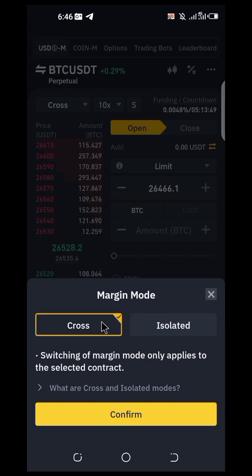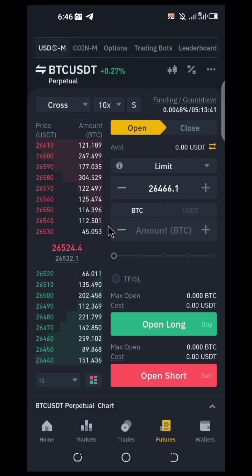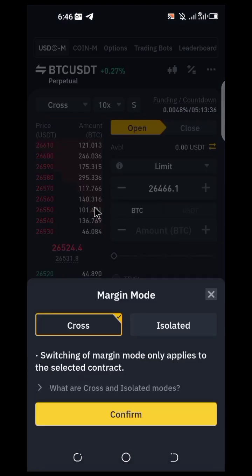When you are using the cross margin mode, what it means is that you are risking the total amount of money you are having in your account. So let's say, for instance, if I am having $100 in my account and I'm trading using the cross margin mode, I am actually risking the total amount of my $100 in my account.